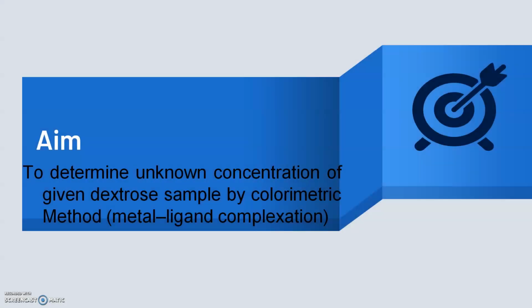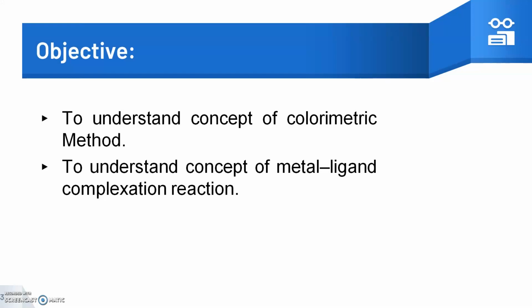The first is the aim. The aim of this practical is to determine the unknown concentration of a given dextrose sample by the colorimetric method. Then we will move towards the next point, that is the objective. First is to understand the concept of the colorimetric method. The next is to understand the concept of the metal-ligand complexation reaction.